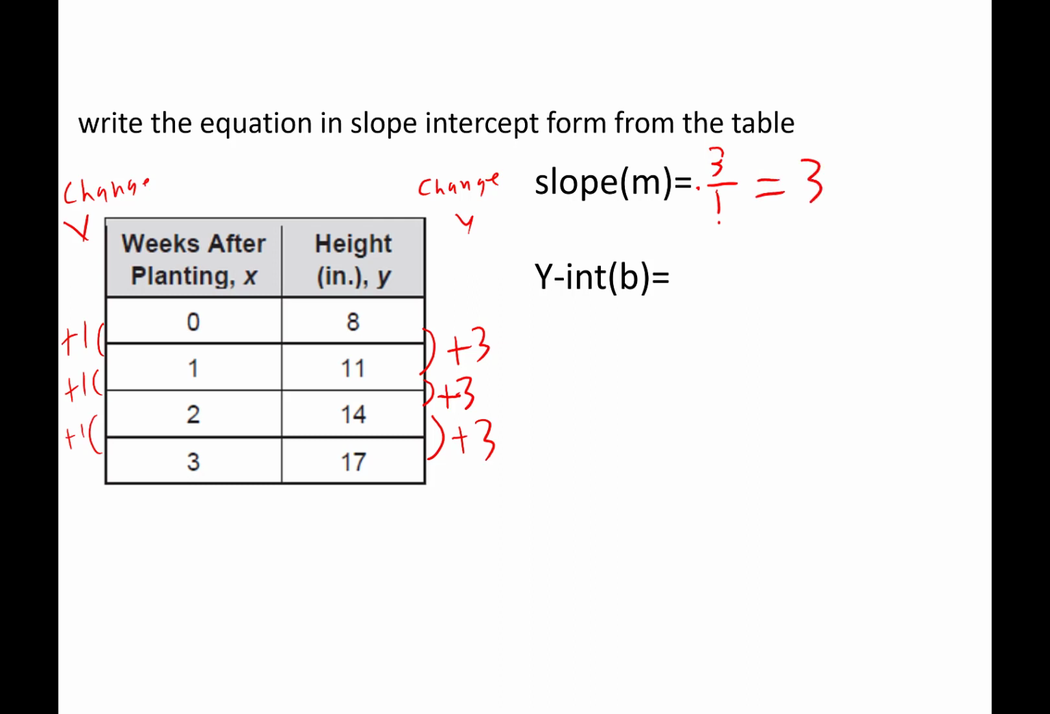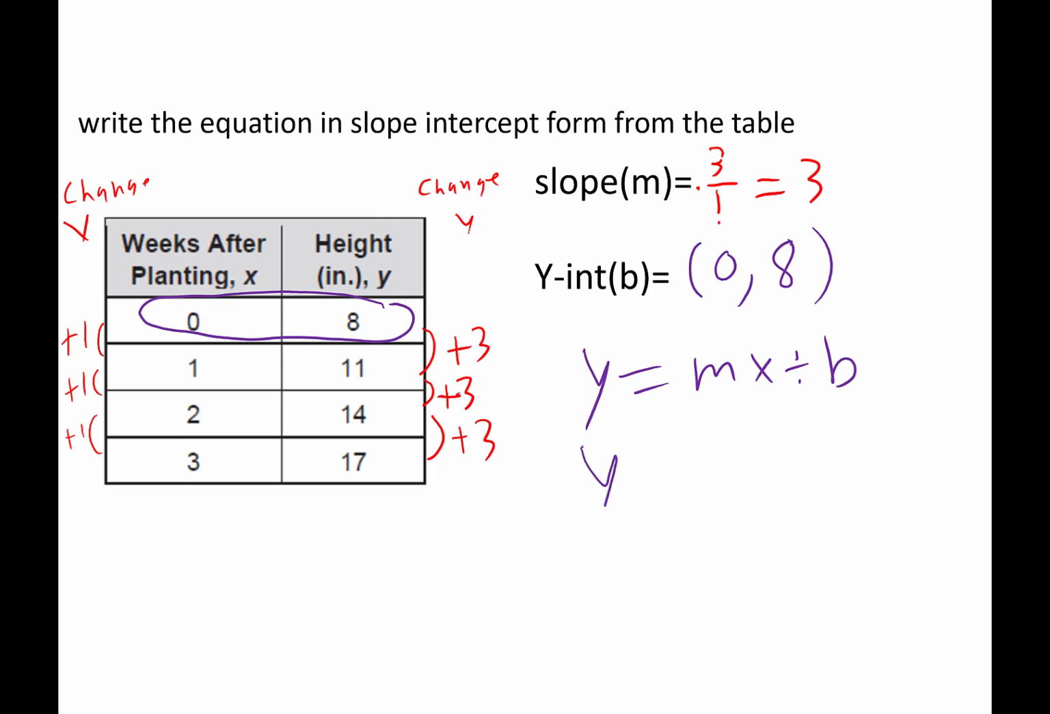Now where is x equal to 0? Okay, right there. So my y-intercept is the point 0, 8. So when we plug in y equals mx plus b, I get y is equal to, my slope is 3, 3x plus 8. And there we have it.